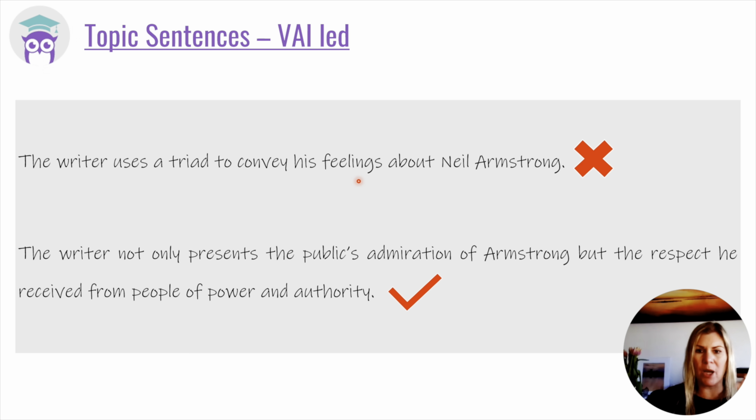So a better topic sentence would be something like this. The writer not only presents the public's admiration of Armstrong, but the respect he received from people of power and authority. Okay, I've not used a critical term there, but I don't need to because I'm going to do that in the rest of the paragraph. But what I have done here is very, very clearly outlined value, attitude, idea. Right, let's look at this, using this as a paragraph developed.